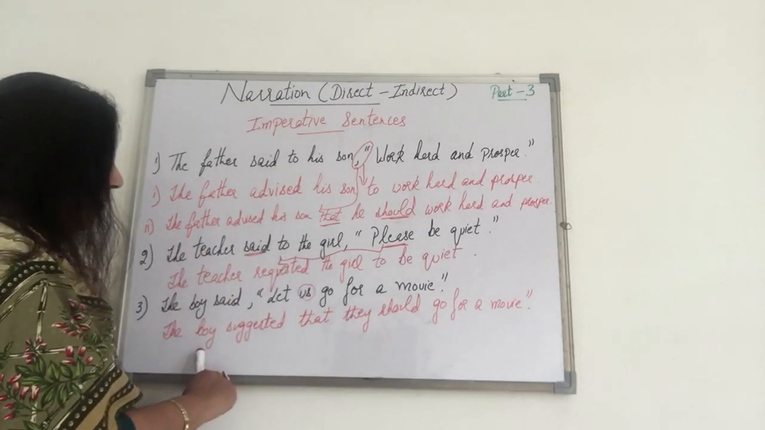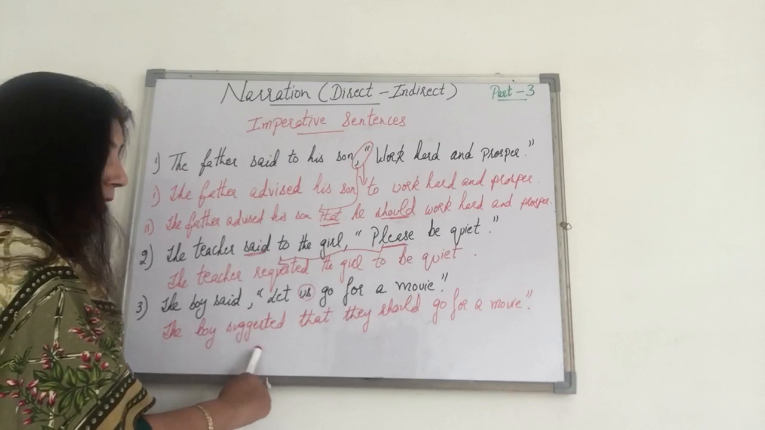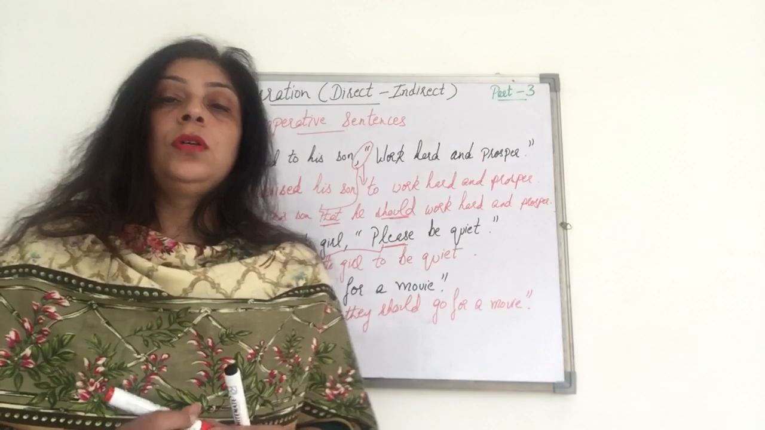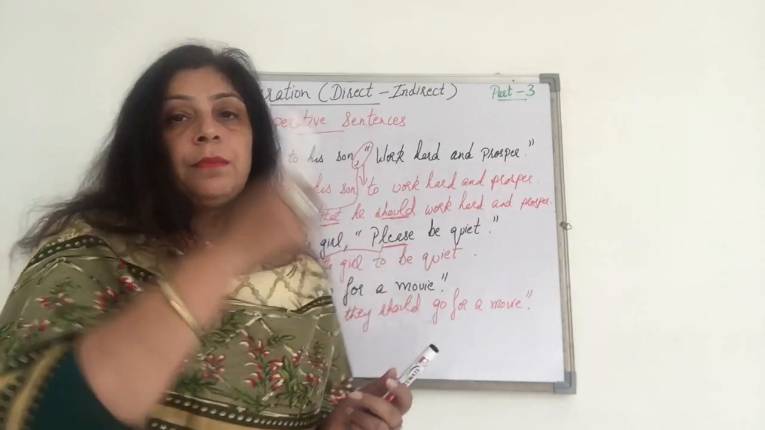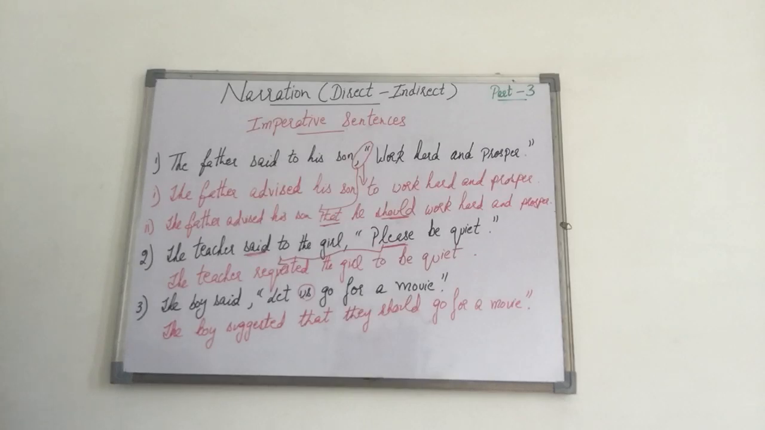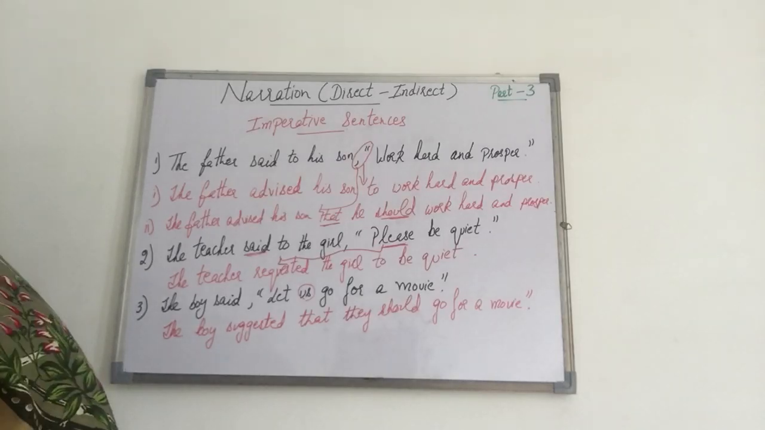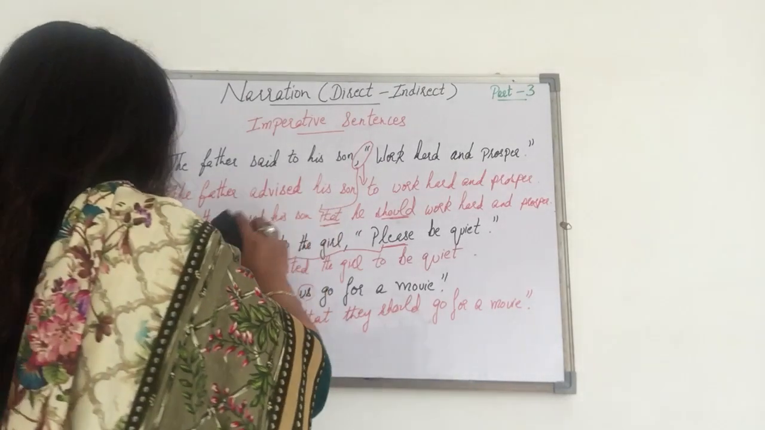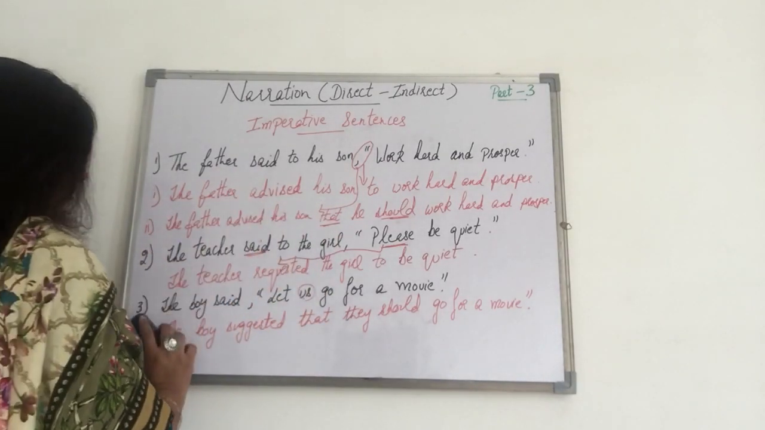अगर ये sentence if we will be making like this, that the boy suggested to go for a movie, that sentence will be wrong. So just go through these examples for imperative sentences. And now I will be dealing with exclamatory sentences. I hope it is clear.